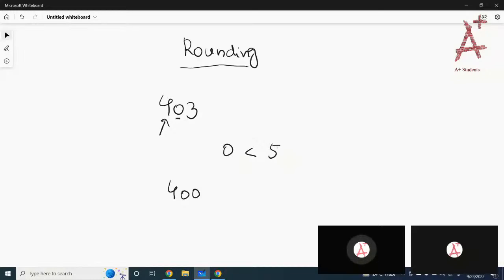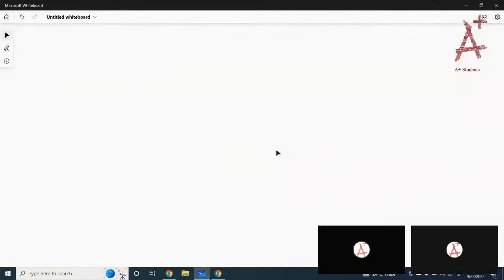Okay, the next one is, how do you write 3,519 rounded to the nearest thousand? You have to round off this number to the nearest thousand. So first you need to see which digit is at the thousands position. Yes, 3 is at the thousand position.